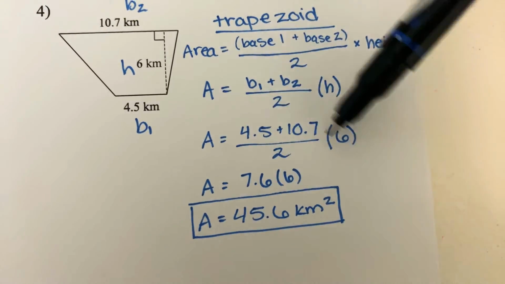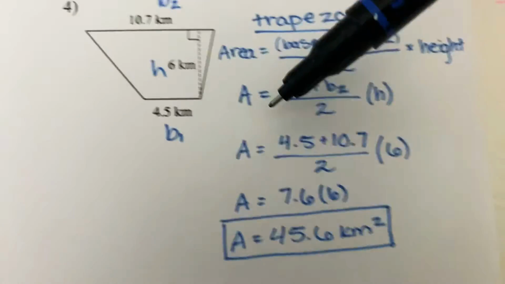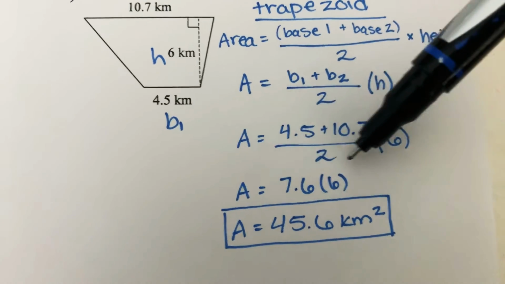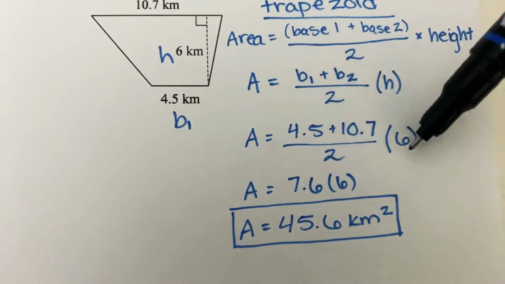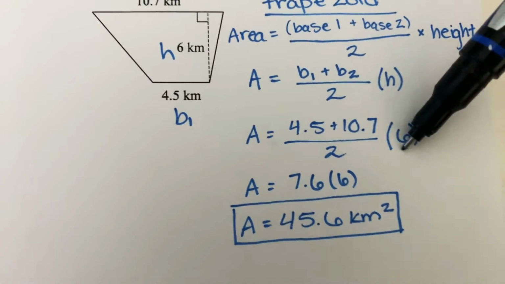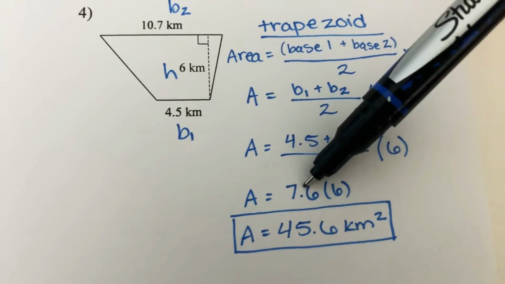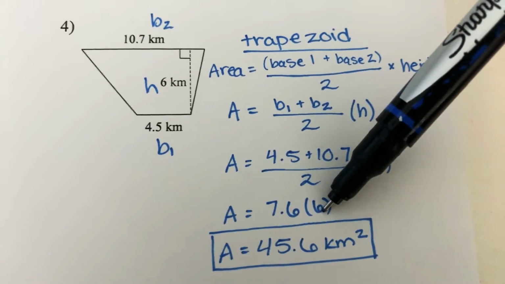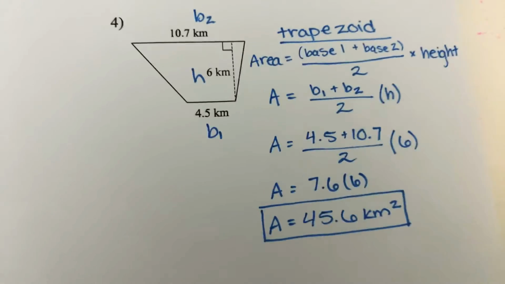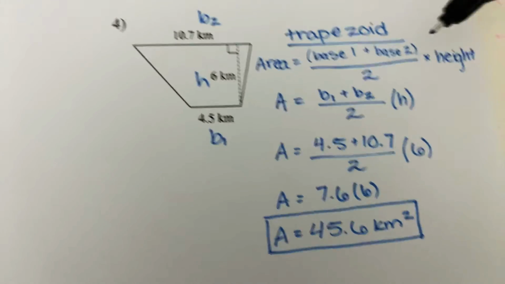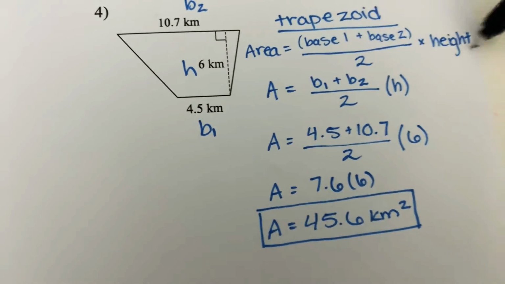Plug those numbers in. And it's really important on your calculator to do this step first. So first find the average of the bases and then multiply that answer by the height. See, I simplified that. The average of my bases was 7.6. Then I multiplied it by the height of 6 and I got my answer. Okay, so base times height is your foundation here, but you have to find the average of the bases and multiply it by the height.